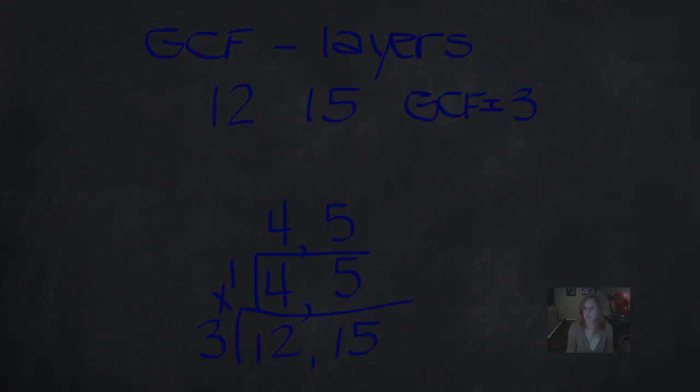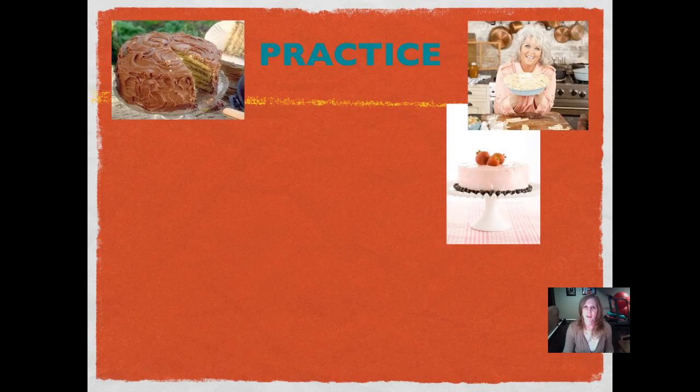So let's go practice some of those. Okay, here's some more cakes for you, and here's our practice problem number 1. Find the GCF of 9 and 12. Make sure that you show all of your work in your flip journal. Remember, that's required to complete your homework. So pause it, do your work, and push play when you're ready.